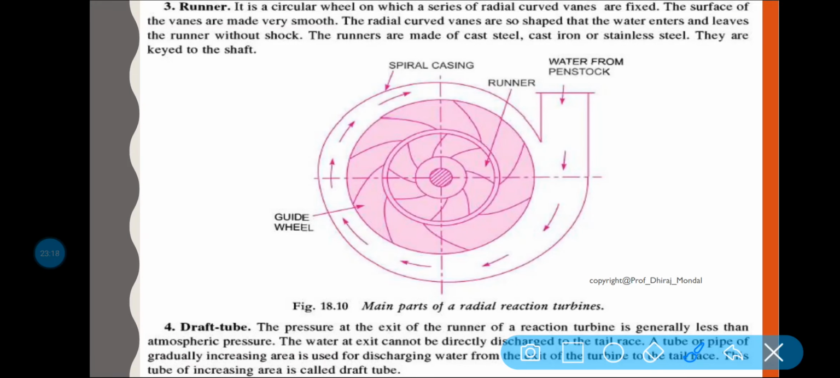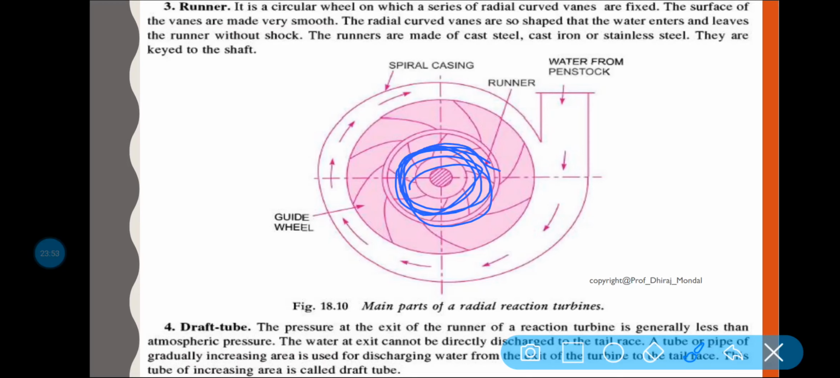Now come to the next point, that is your runner. What is the runner? This one is your runner. So what is the function of the runner? It is a circular wheel on which a series of radial curved vanes are fixed. The surface of the vanes is made very smooth.